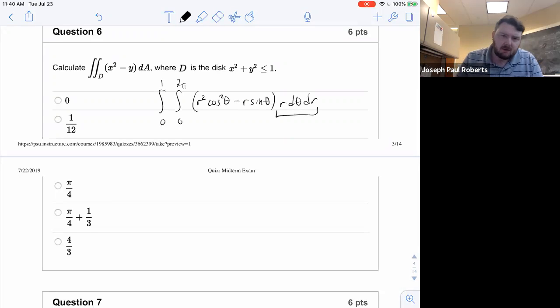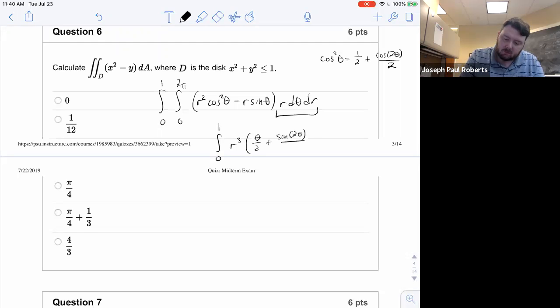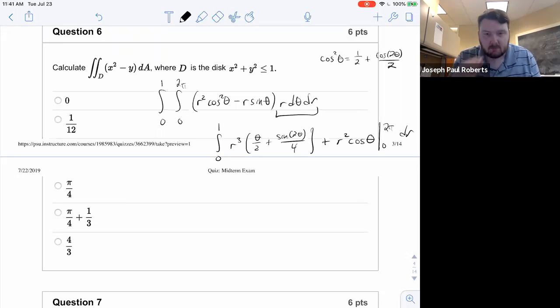So for your theta antiderivative, I guess the intermediate step, remember, is that cosine squared theta is 1/2 plus cosine of 2 theta over 2. So when I take the theta antiderivative, I get, well, this is going to be r cubed times theta over 2 plus sine of 2 theta over 4 minus r squared. Well, the antiderivative of minus sine theta is cosine theta. So after I distribute that r and do the theta antiderivative, that's what I get.